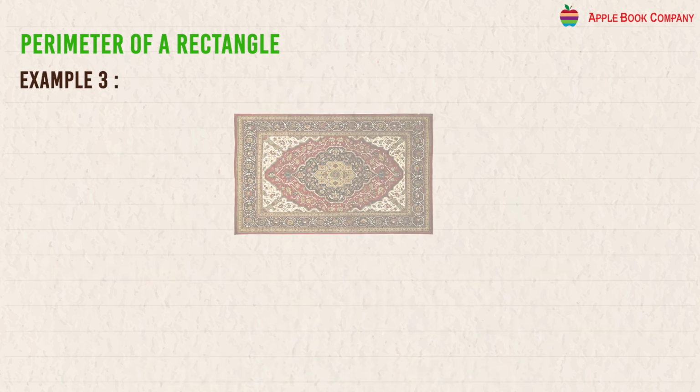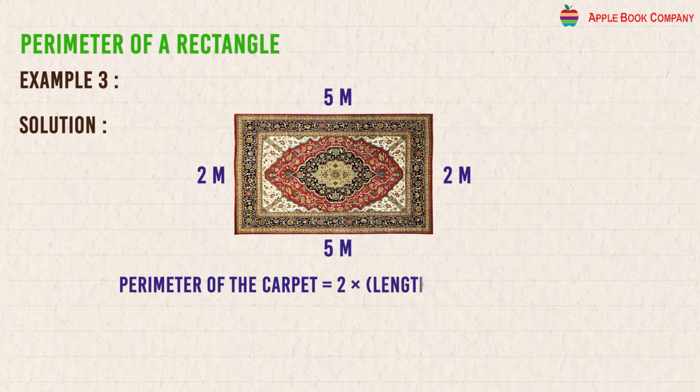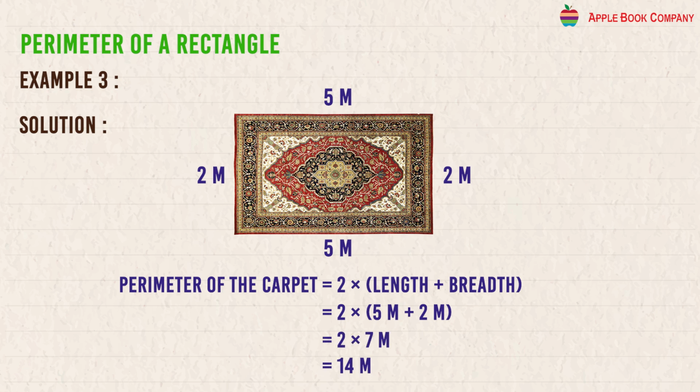Example 3. Find the perimeter of a carpet whose length is equal to 5 meters and breadth is equal to 2 meters. Solution: perimeter of the carpet is equal to 2 into (length plus breadth), which is equal to 2 into (5 meters plus 2 meters), is equal to 2 into 7 meters, equal to 14 meters.